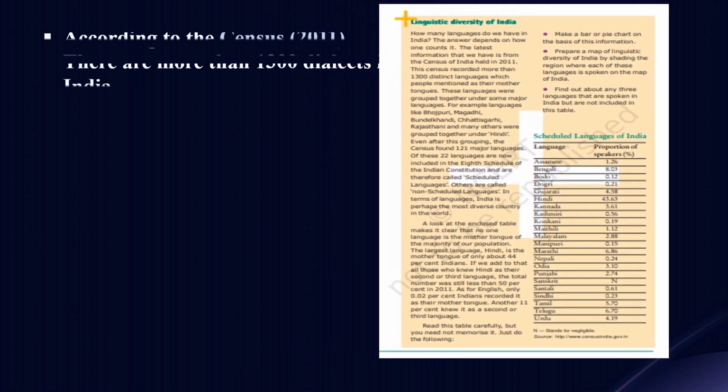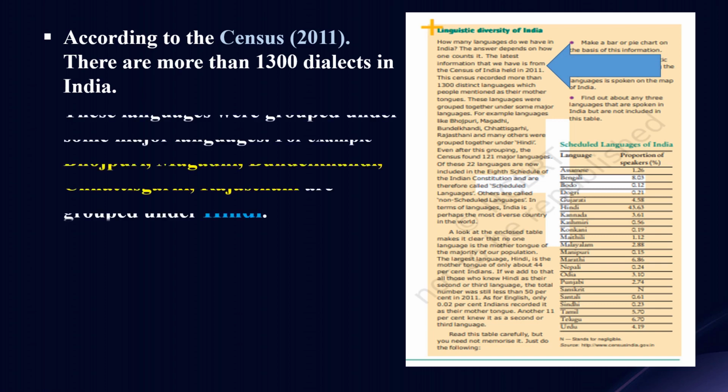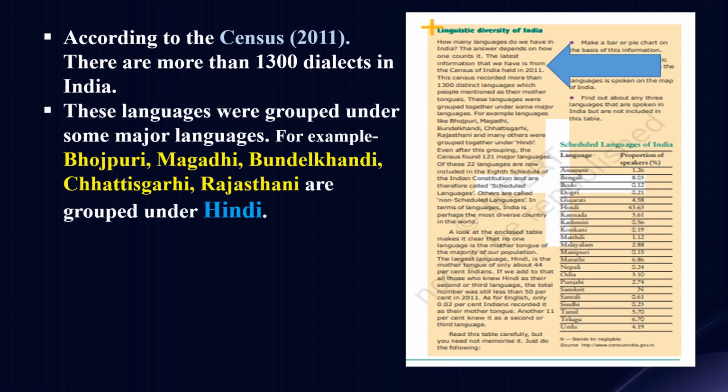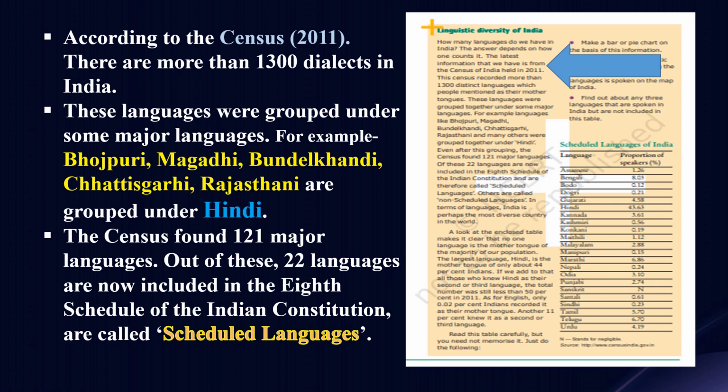According to the census of India held in 2011, there are more than 1,300 mother tongues or dialects we have in India. These languages were grouped under some major languages. For example, Hindi. Under Hindi, we have languages like Bhojpuri, Magahi, Bundelkhandi, Chhattisgarhi, Rajasthani. These all languages are grouped under Hindi. Many other languages were grouped under other major languages. And even after this grouping, the census found 121 major languages. Means 121 groups of languages like this.